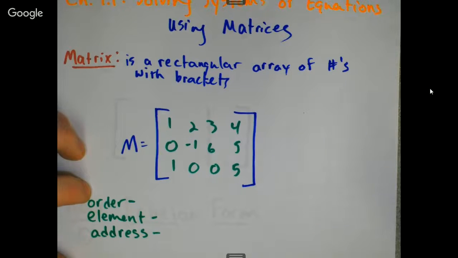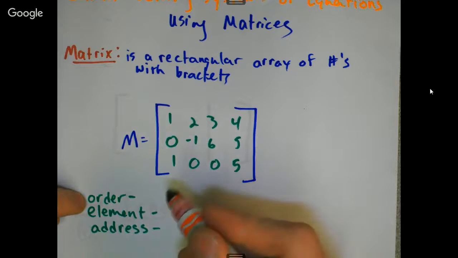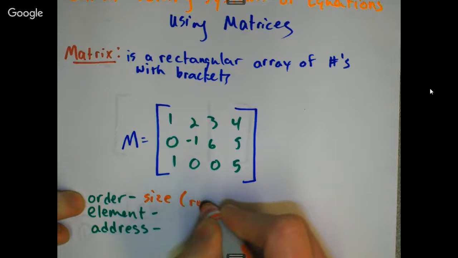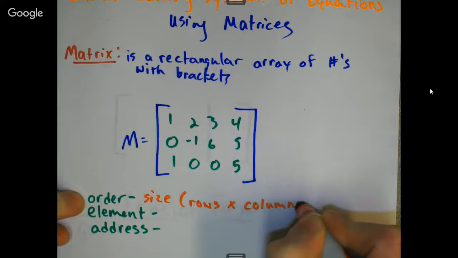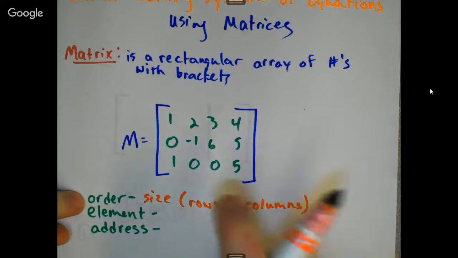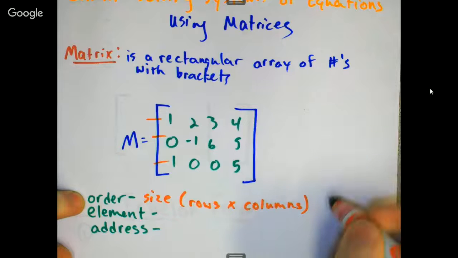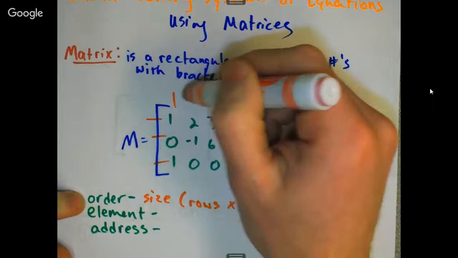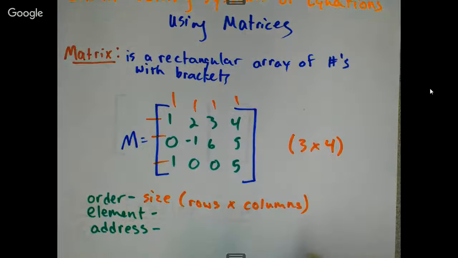So each matrix has what we call an order, and that's kind of like the size of the matrix. Okay, so we'll say size, and it is rows by columns. All right, so this one has, these are the rows, so 1, 2, 3 rows. So it is a 3 by, and it has 1, 2, 3, 4 columns. So it's a 3 by 4 matrix.